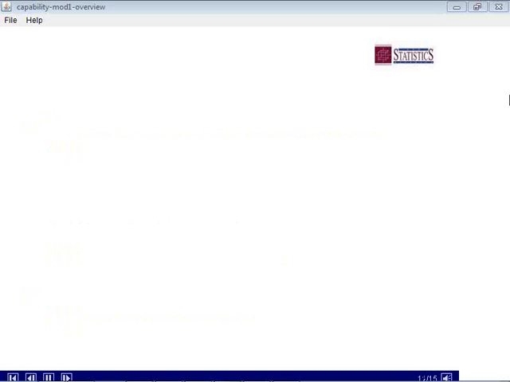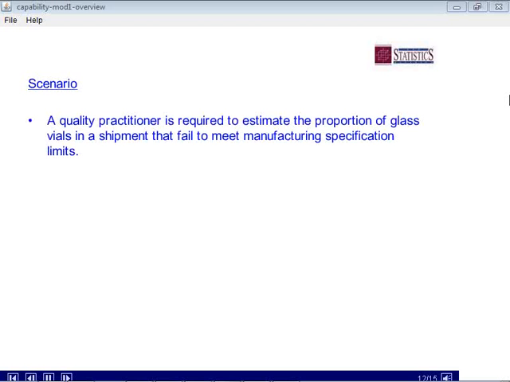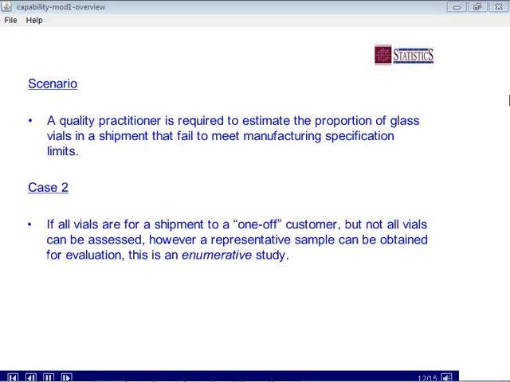Now let's deal with the same scenario again. We're looking at these glass vials. But for this particular case, case 2, I'm going to say that all of these vials are for a shipment to a one-off customer. Okay, so just one person that we're going to be sending it to, let's say one particular organization. But in this particular case, not all vials can be assessed. However, we can take a smaller representative sample that can be obtained for evaluation.